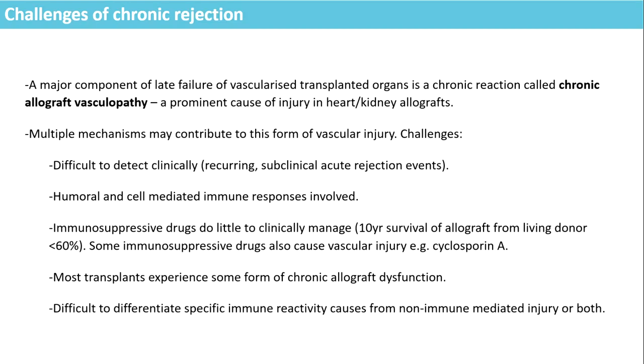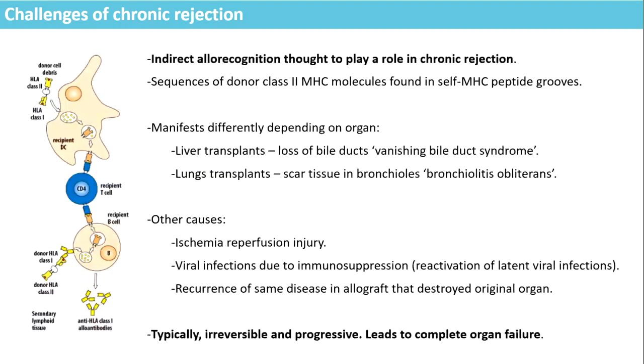So those are the challenges that we're left with when it comes to chronic rejection. But chronic rejection is dependent on indirect allorecognition. As we saw on the previous slide, the recipient dendritic cell is processing and displaying donor MHC on recipient MHC, and it's eliciting that immune response. But it can manifest differently depending on the organ that's being transplanted.